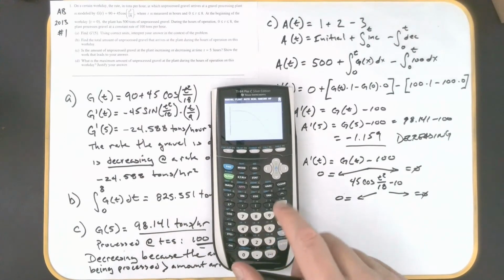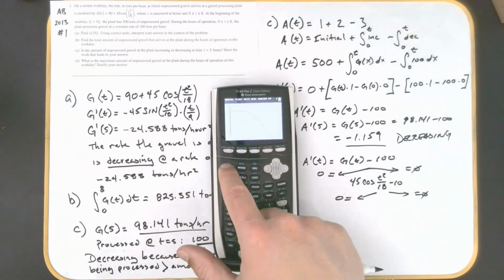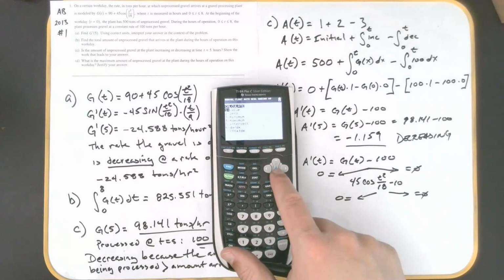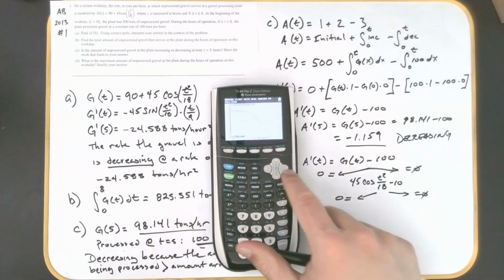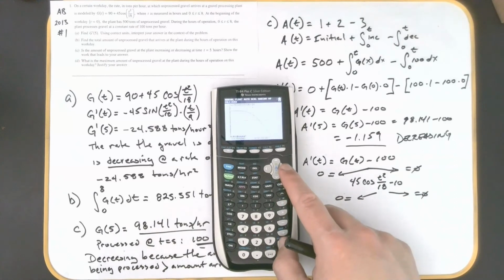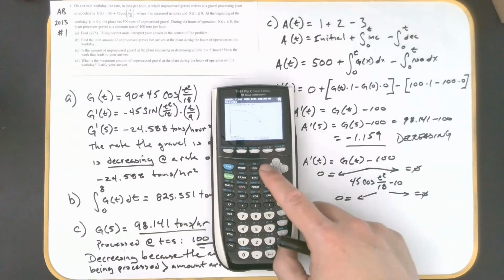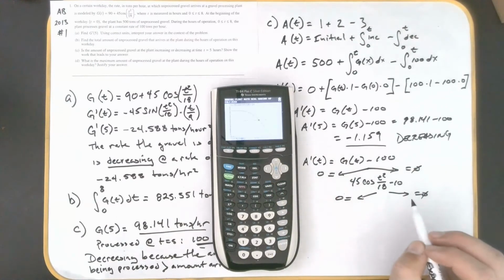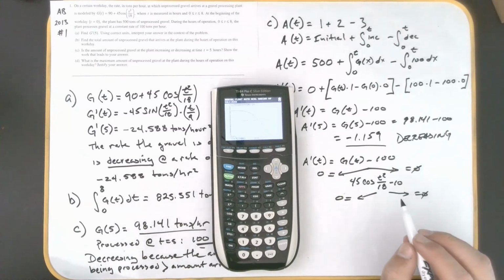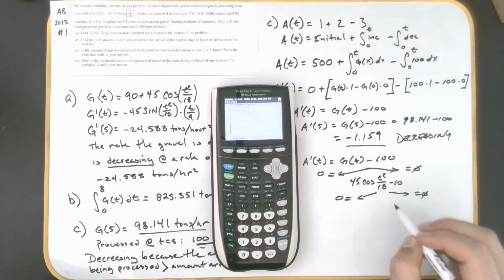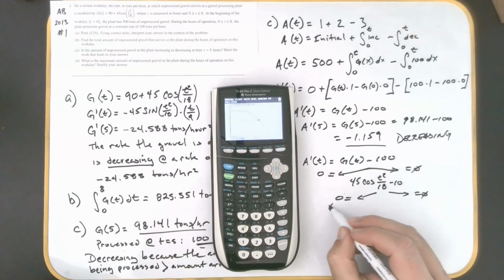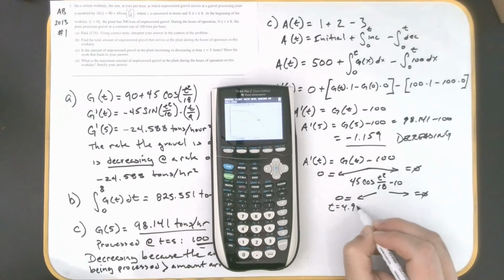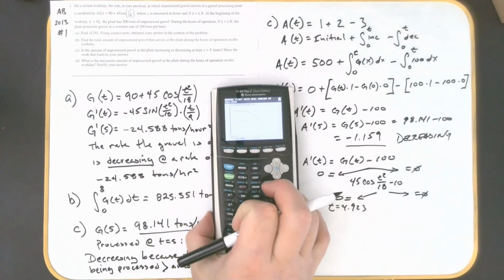And so I'm going to find my 0. And that's good enough. And now get to the other side, and that's good enough. And let's see what the calculator says. 4.923. All right, so that's my only critical number.